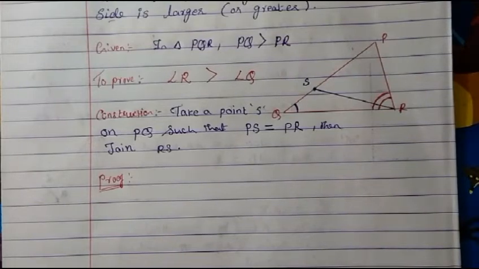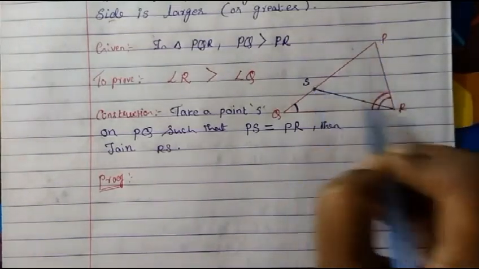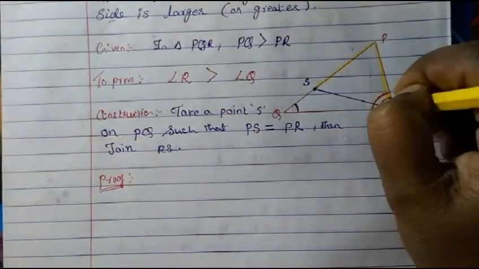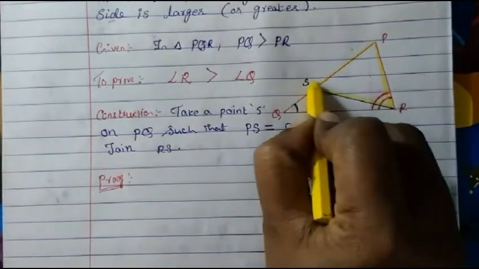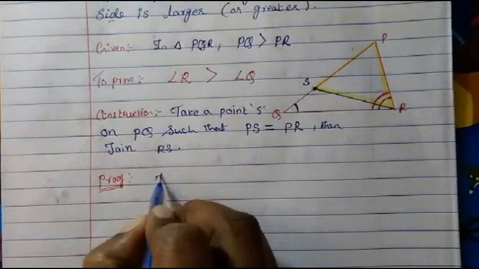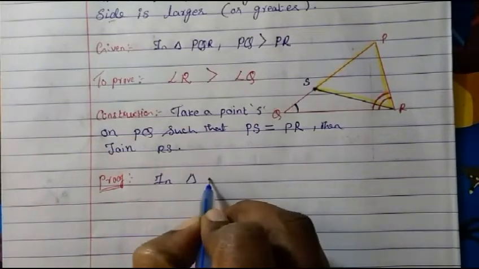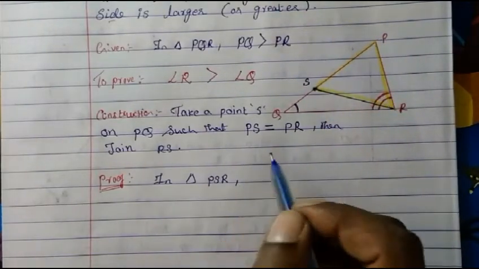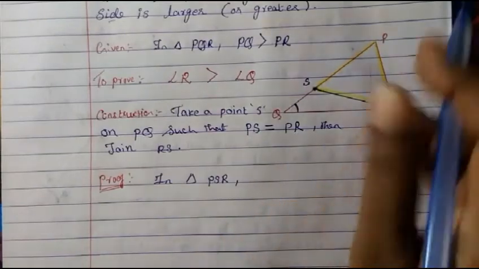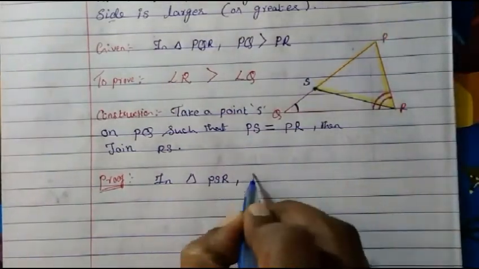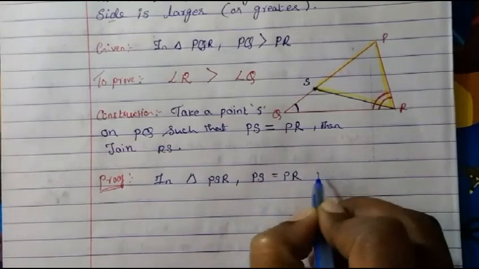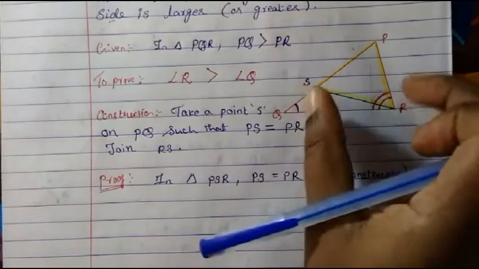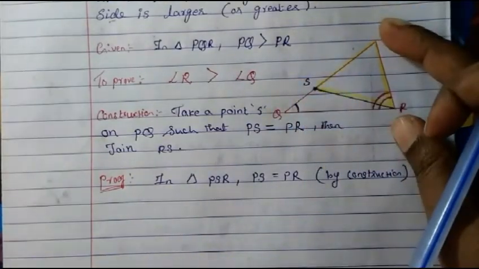Now we will take this triangle PSR. I'll just mark it for you. We'll concentrate on this triangle now. So, in triangle PSR, we know that PS is equal to PR. How? By construction. Because we have made PS equal to PR.